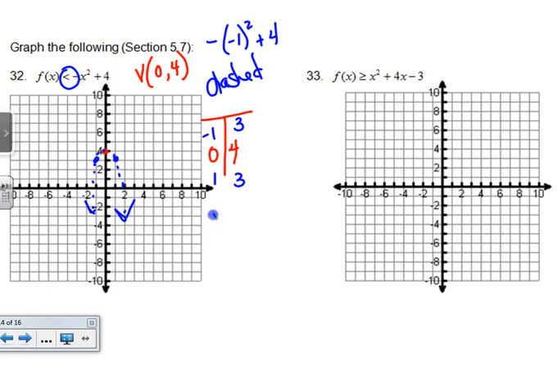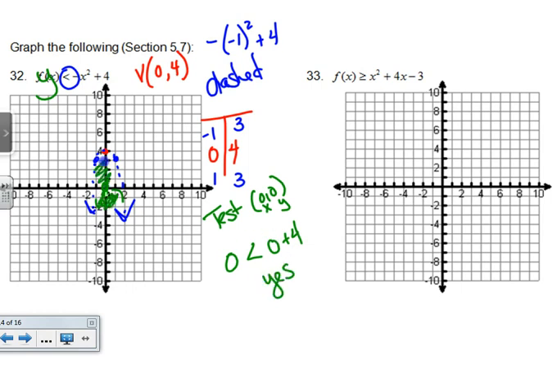Now the final thing we have to do is test a point. You have to test a point that's either obviously in or obviously out of the parabola. I like 0, 0 as my test point, because it's easy to plug in. So if I test the point 0, 0, 0 for x and 0 for y, remember f of x is really just y, I say 0 less than -0 squared plus 4. 0 is less than 4, and that is a true statement, which means this is my solution section of my graph.